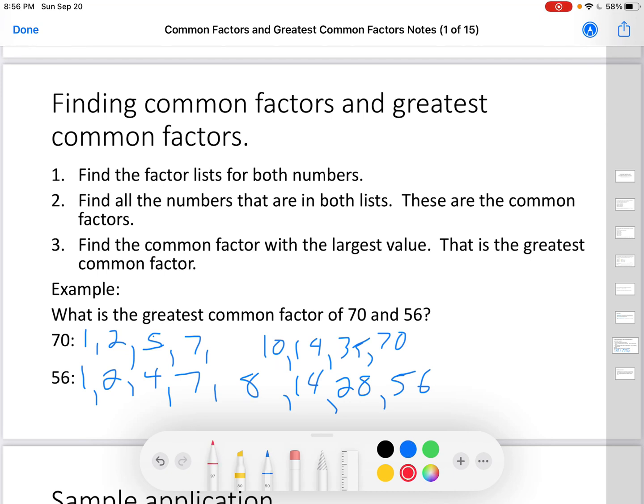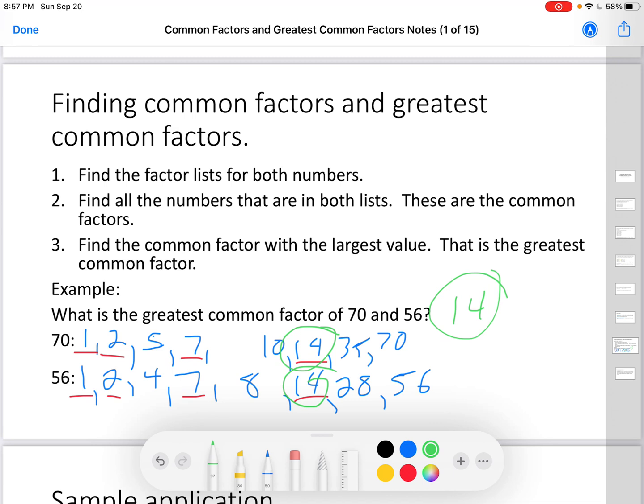Next, find all the numbers that are in both lists. Those are the common factors. All right, so I have 1, I have 2, not 5, not 4, 7, not 8, not 10, 14, not 35, not 28, not 56, not 70. Find the common factor with the largest value. That's 14. That is the greatest common factor. So what is the greatest common factor of 70 and 56? 14 is the greatest common factor of 70 and 56.